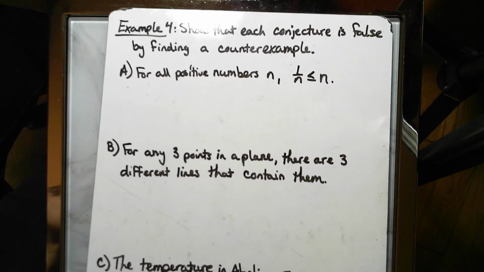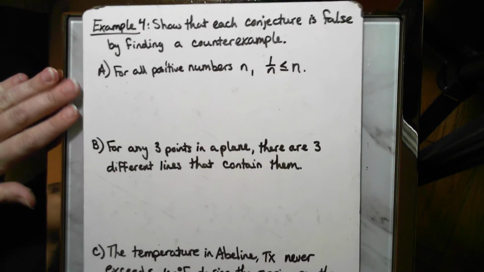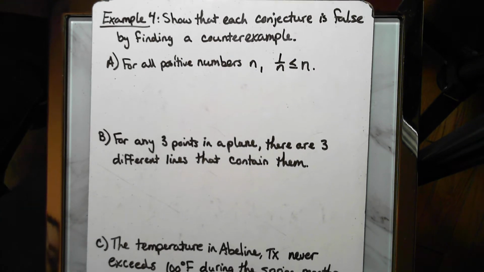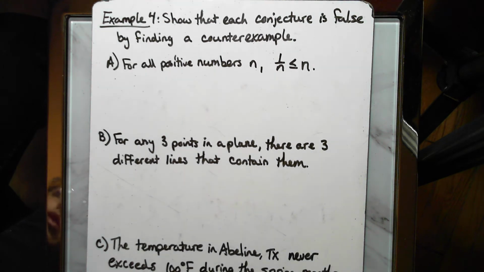Okay, we have one last example. It says, show that each conjecture is false by finding a counterexample. Now, a counterexample is a specific example that shows something is not true. So you just need one number or one picture or one thing that shows that it's not true. Don't make a statement that says, well, this just isn't true for all numbers.